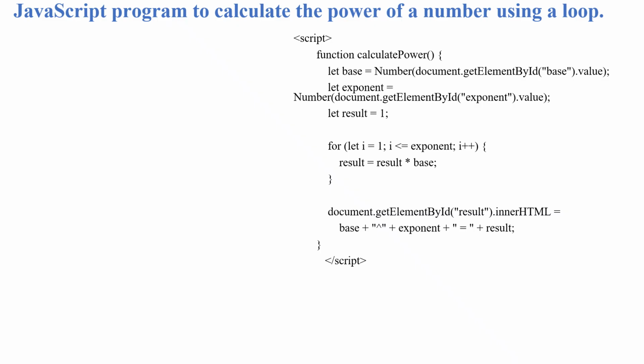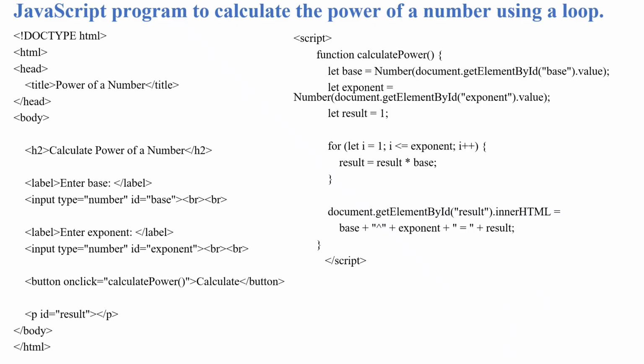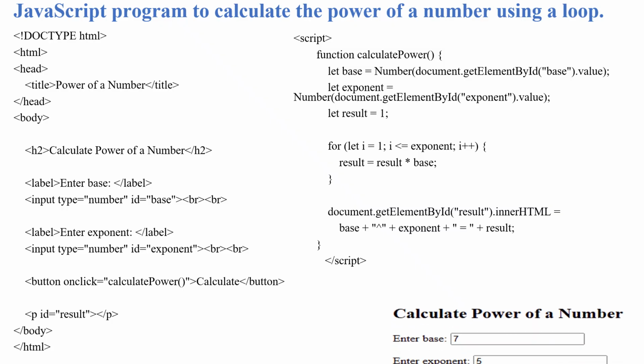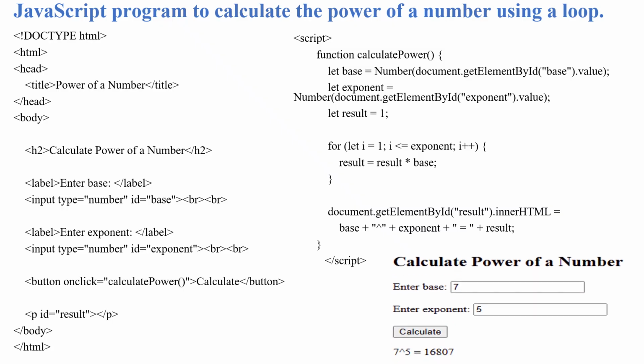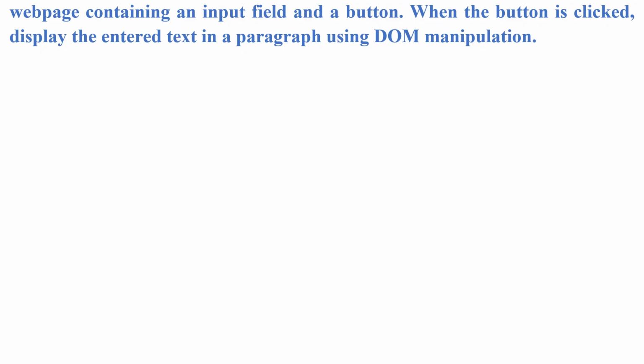Finally, this is written in the script. The script can again be added within the head section or in the body section. To calculate the power of a number, enter the base 7 and the exponent 5. So 7 raised to 5. This is the output.